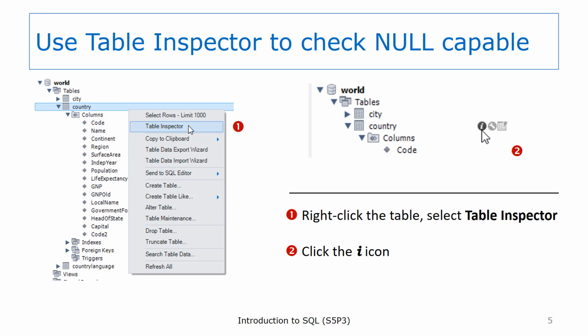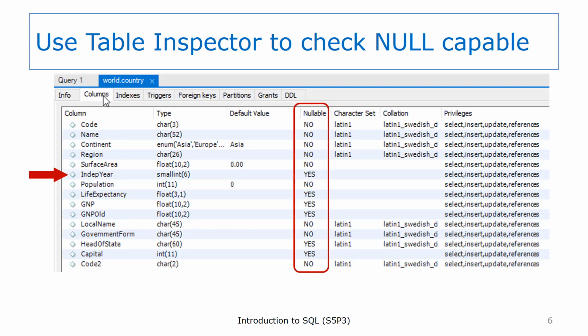You can also hover over the table name and then click the eye icon that appears to the right of the table name shown at item 2. Either technique opens a series of panels in the workbench. This shows the table inspector panels that are opened for the country table. When the panels are first opened, the Info tab is displayed, so you need to click the Columns tab.